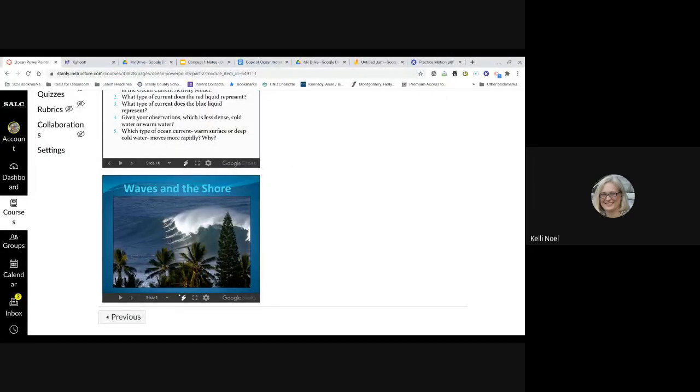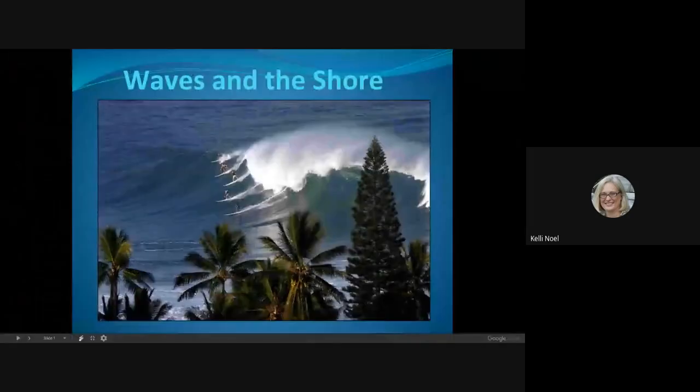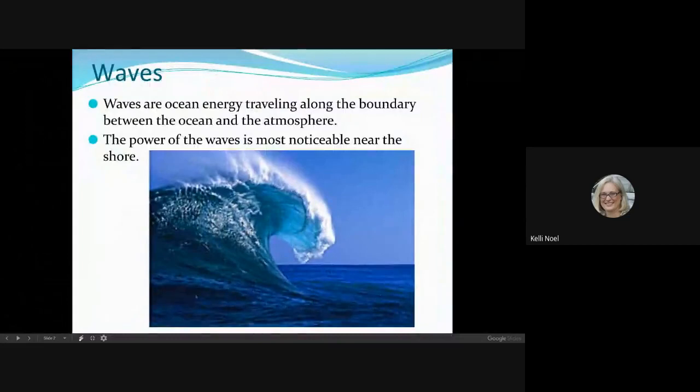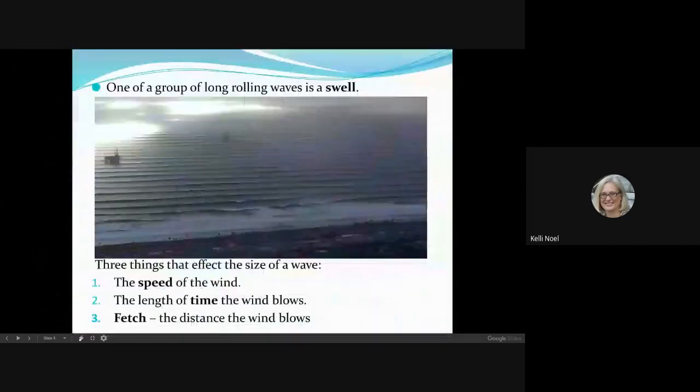Waves and the shore. This is the last little section we're going to try to get through today. So, waves are just the ocean energy traveling along the boundary between the ocean and the atmosphere. And the power of the waves is most noticeable at the shore. So that's why we're going to kind of look at this.